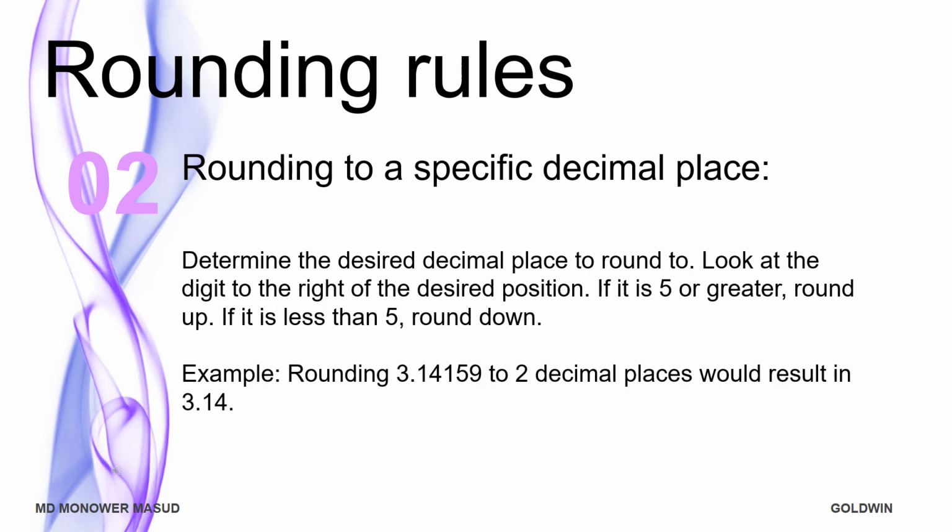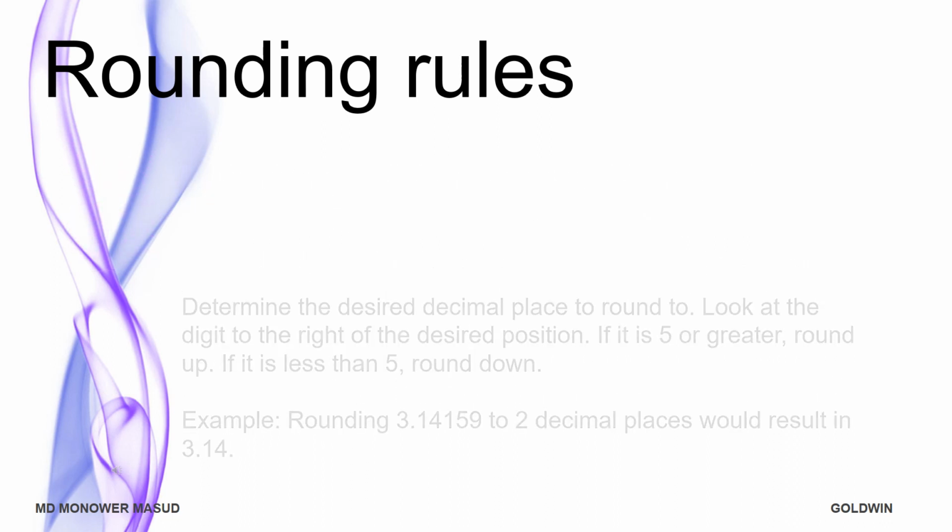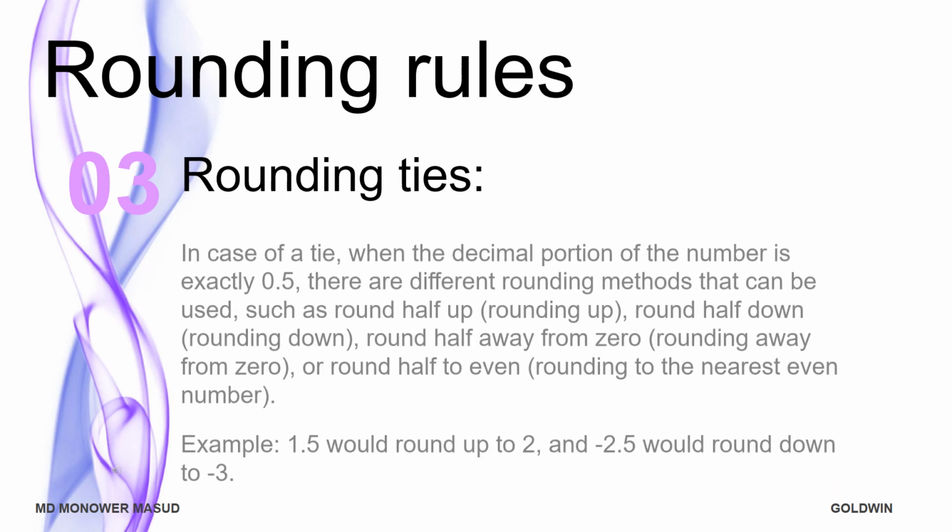2. Rounding to a specific decimal place. Determine the desired decimal place to round to. Look at the digit to the right of the desired position. If it is 5 or greater, round up. If it is less than 5, round down. Example, rounding 3.14159 to 2 decimal places would result in 3.14.